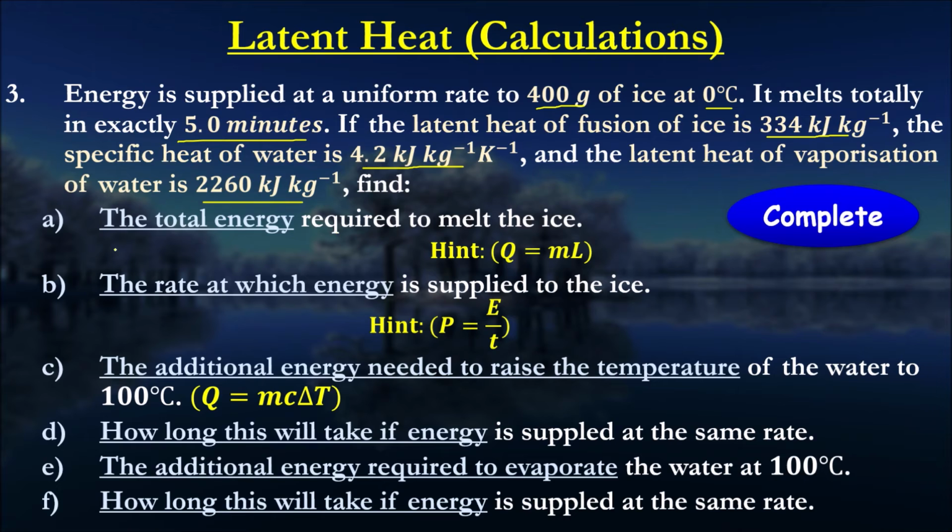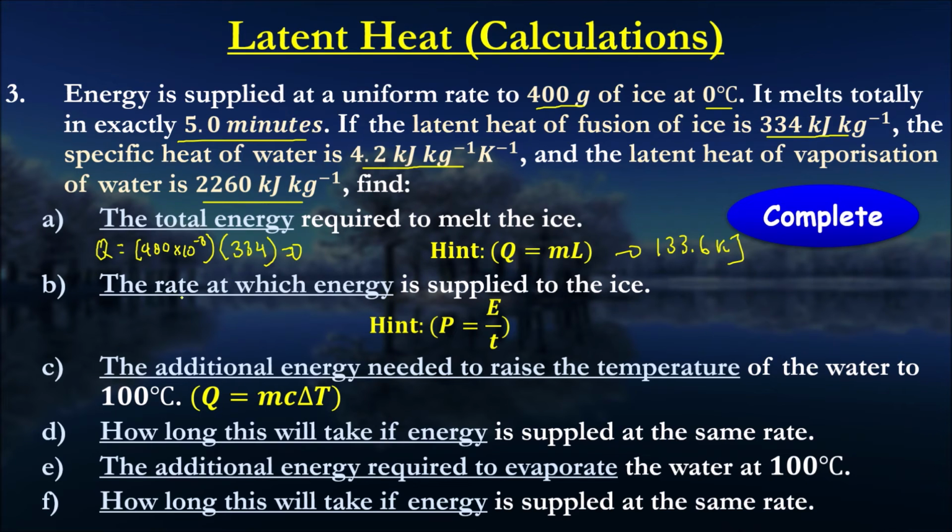Well, in this case, it will simply be the mass we have, so 400 grams, converted into kilograms, times the latent heat of fusion. As you can see here, this is in kilojoules, but we can just leave it as it is for now because we have the correct values for kilograms. So we've used a total of 133.6 kilojoules of energy to melt the ice.